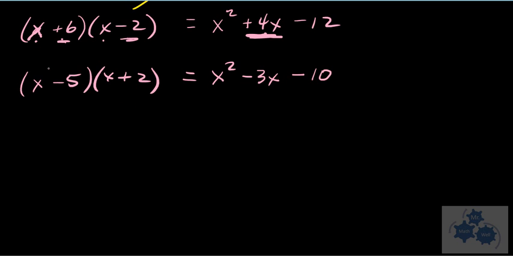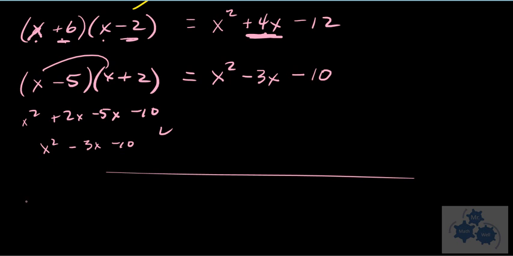If we did a quick FOIL, we could double check that. Here it is. Plus 2x minus 5x minus 10. Combine those. 2 minus 5. Right? Negative 3x minus 10. It's correct. So, here's my question now. How do you factor this one? X squared plus 8x plus 12. What does that equal? Now I'm asking you to factor, so I'm asking you now to go backwards from expansion.